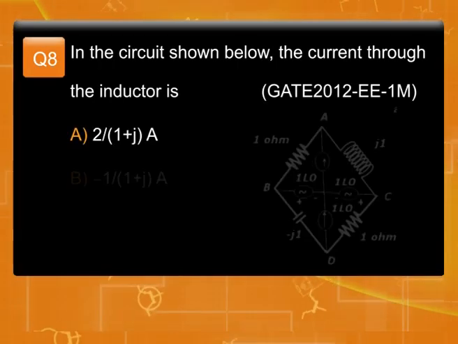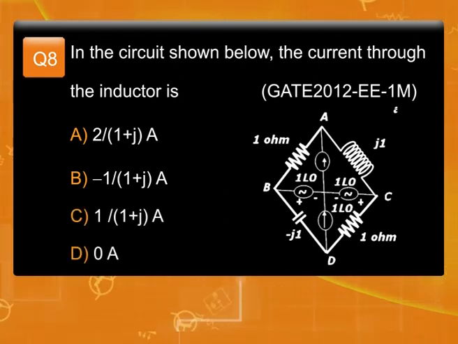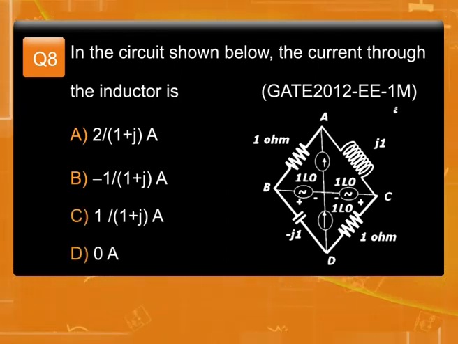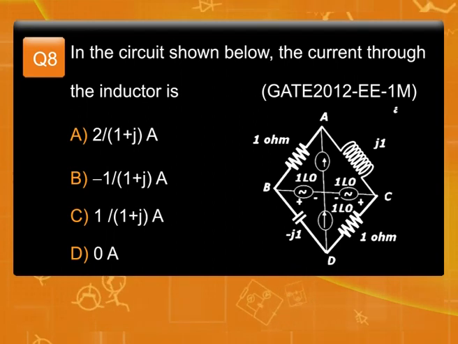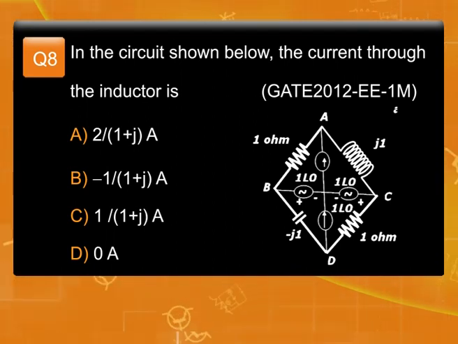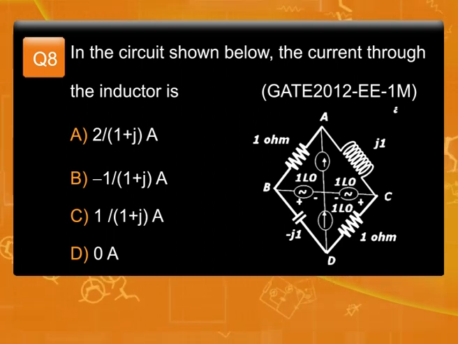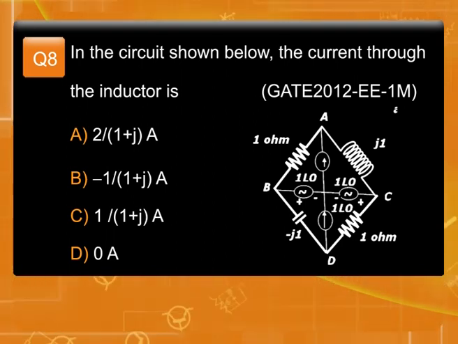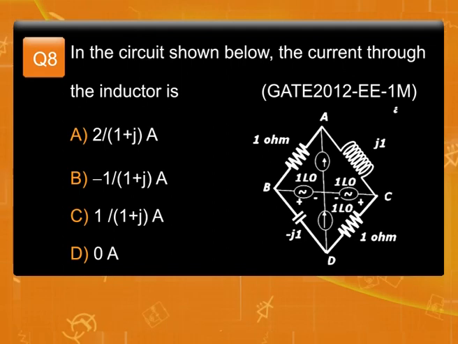Let's go to the 8th problem. In the circuit shown below, we need to calculate the current through the inductor. It's GATE 2012 EEE, 1 mark. Options are given: 2 by 1 plus j, minus 1 by 1 plus j, 1 by 1 plus j, 0.